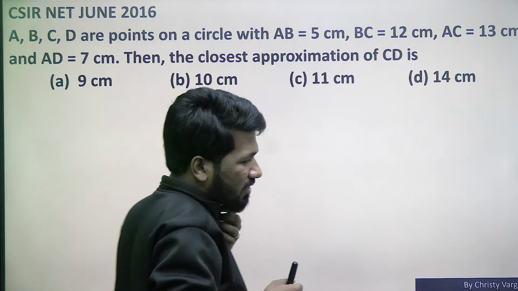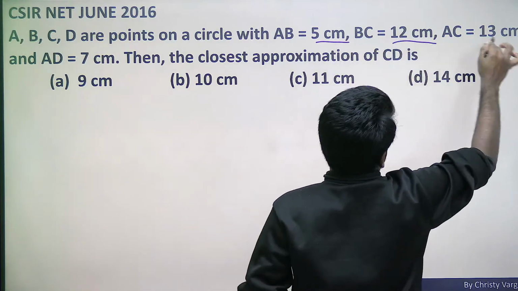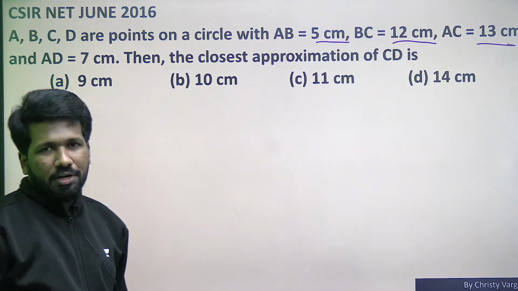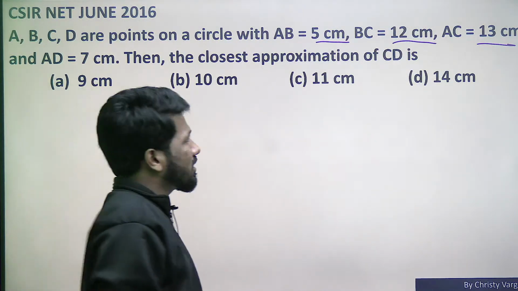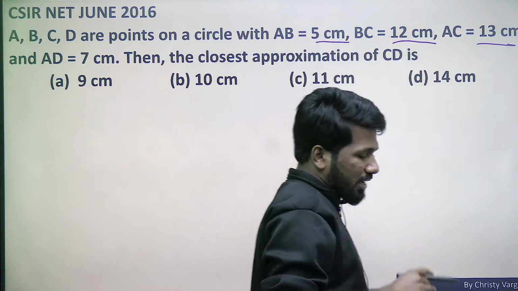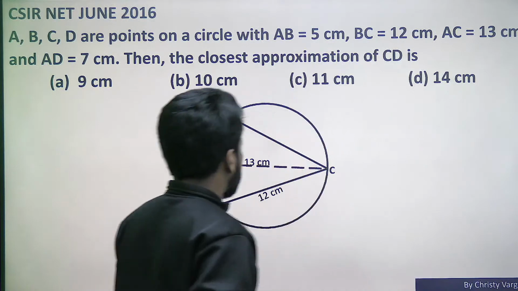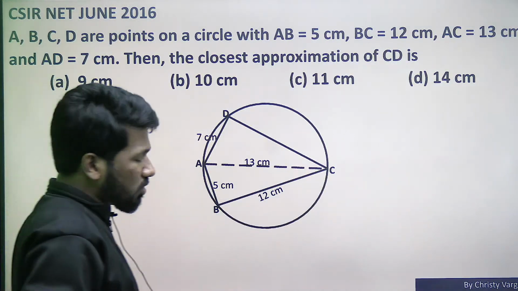Here you should understand one thing. When you see 5, 12, 13, you should understand it is a Pythagorean triplet. Pythagorean triplet means a triplet which satisfies the Pythagoras theorem. And that is actually a circle theorem. Circle theorem we haven't started yet. Next class we will discuss more about it. If you draw the picture, it will be something like this.